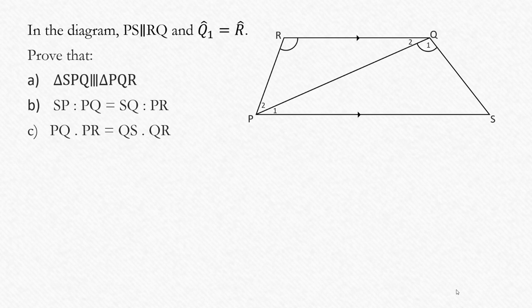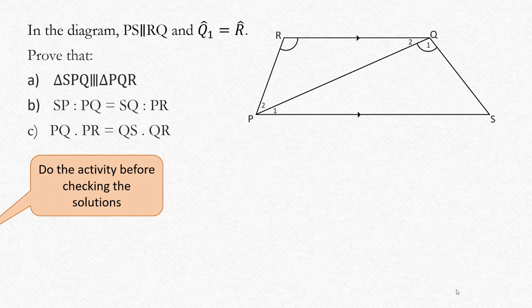Before we do anything, we need to go through the information. It says in the diagram that PS is parallel to RQ. So what information do we get from that? It means these are parallel lines, so we may be talking about corresponding angles or alternate angles, even co-interior angles, but now we're talking about equal angles. So it can be alternate angles or corresponding angles.